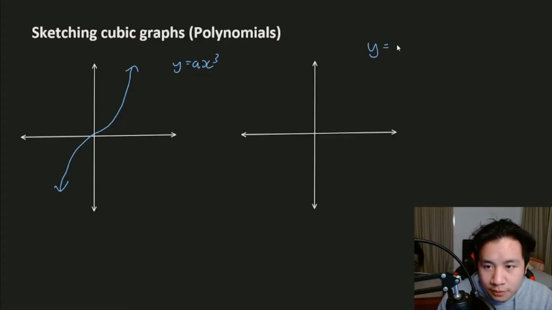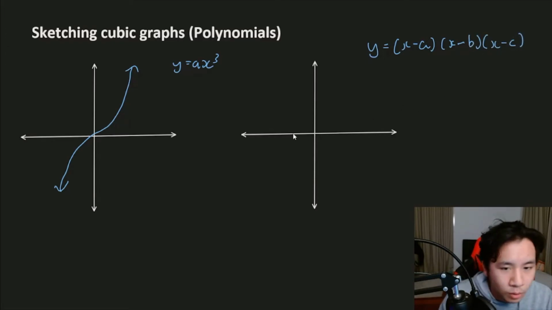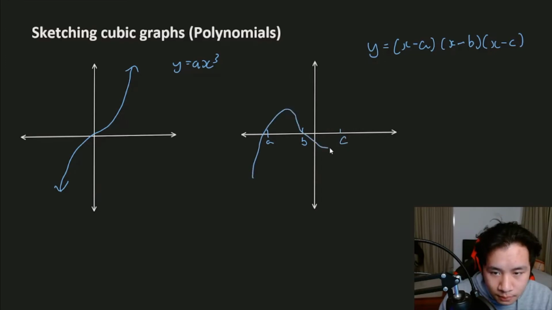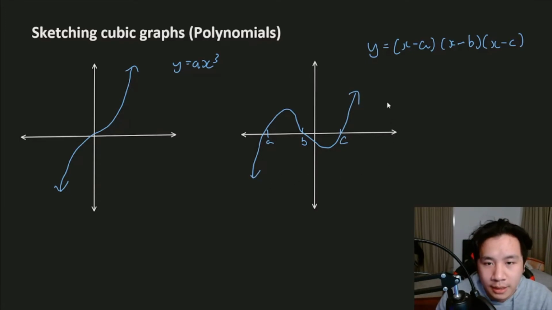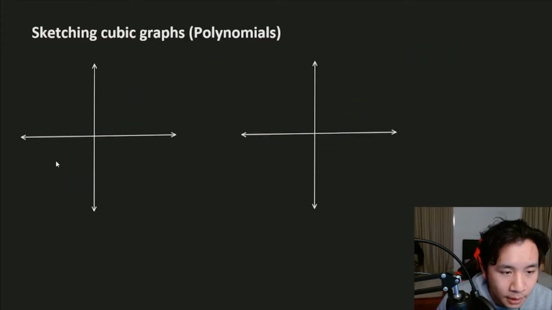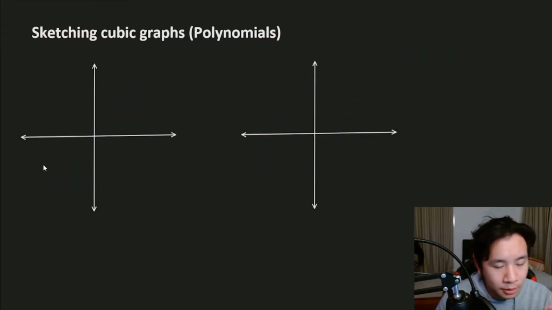If you had this form, y equals x minus a, x minus b, x minus c, what this will look like is, let's say a is here, b is here maybe, c is here. It will look like this. What you want to notice is that these cubic graphs, especially in this form, have three intercepts. And they can also go in two different directions.